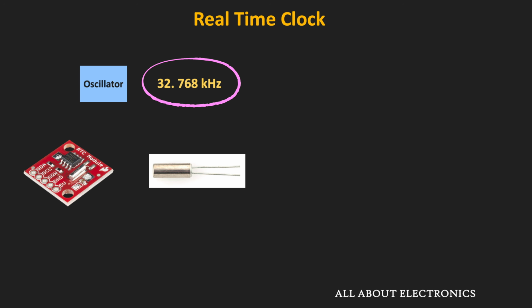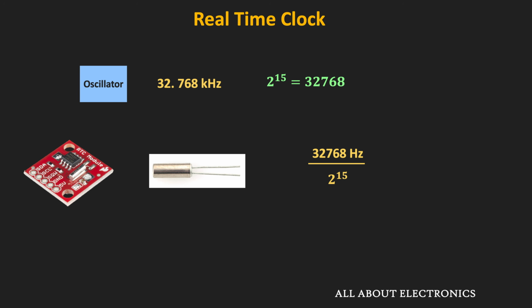Now the reason for selecting this specific quartz crystal is that if you see this number, that is 32,768, it is a power of 2. That means using the divider circuit, it is easy to generate the 1 Hz frequency. So we can say that this 32.768 kHz is equal to 32768 Hz. Here, using the frequency divider circuit, it is easy to generate the 1 Hz signal.